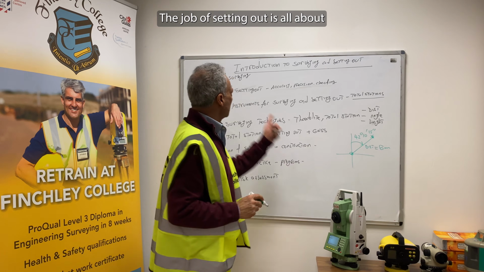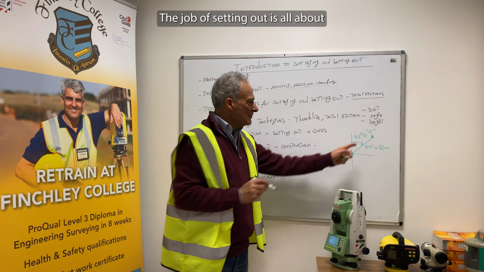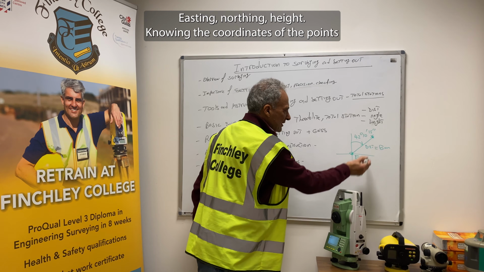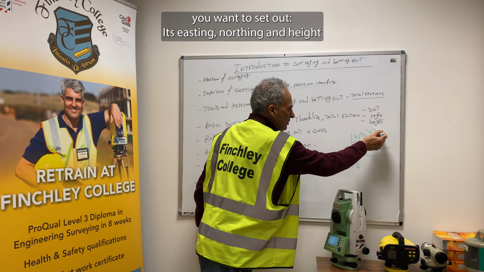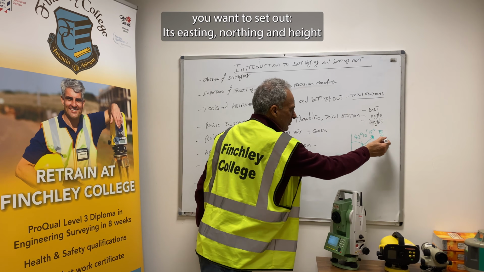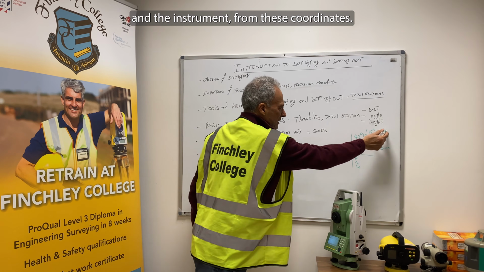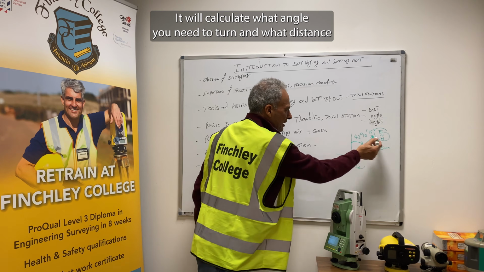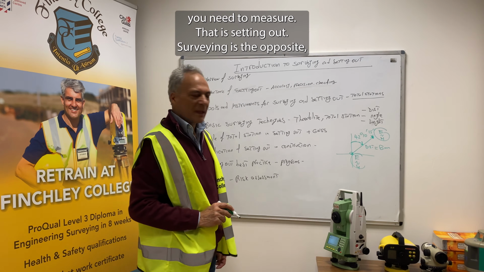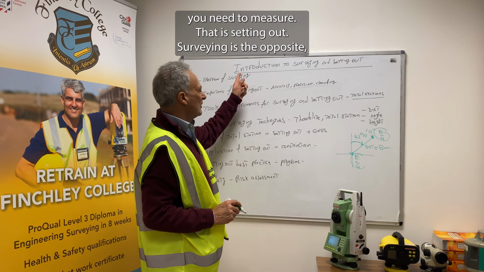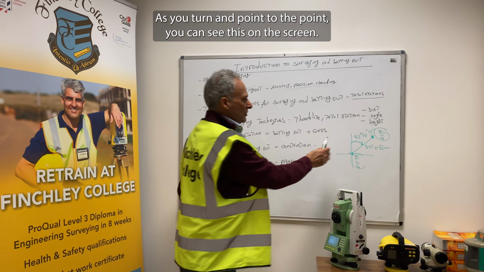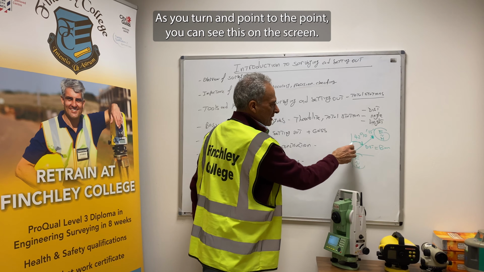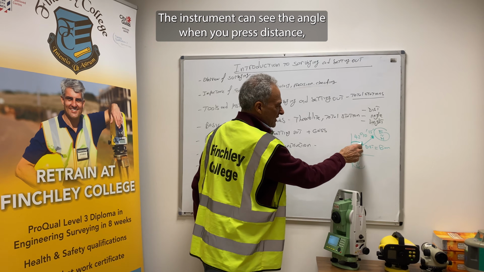The job of setting out is all about knowing the coordinate you are at, easting, northing, height, and knowing the coordinate of the point you want to set out, easting, northing, height. And the instrument, from these coordinates, will calculate what angle you need to turn and what distance you need to measure. That is setting out. Surveying is the opposite. As you turn and point to the point, you can see on the screen the angle.